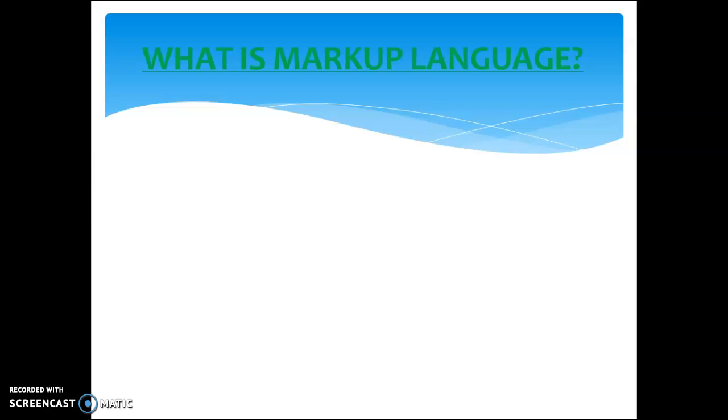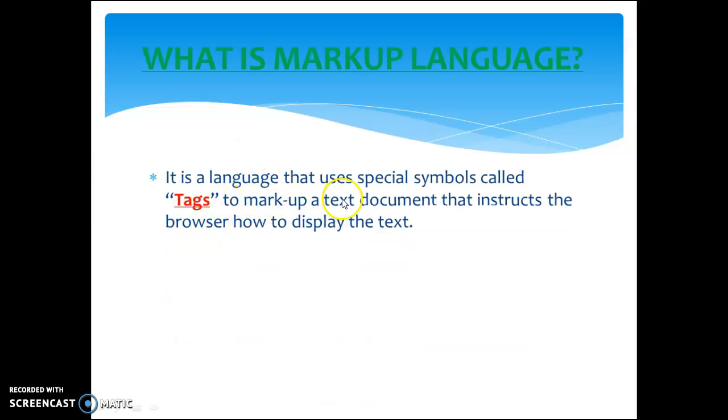And what is markup language? It is a language that uses special symbols called tags that we'll study later on. What are tags? How is it used? It is a language that uses special symbols called tags to mark up a text document. So whatever text we are typing for creating a web page, we use special symbols called tags. Tags are used to mark up those text documents and instruct the browser how to display the text.